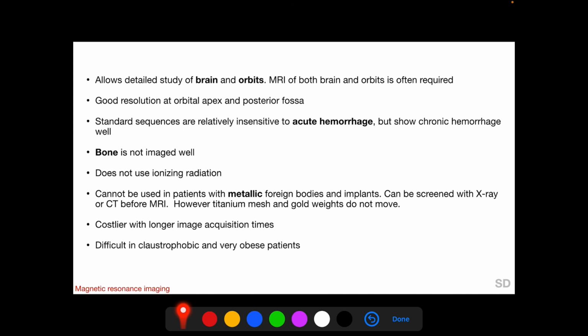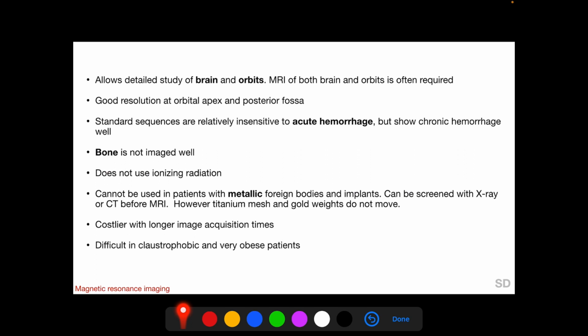MRI allows detailed study of brain and orbits. MRI of both brain and orbits is often required in the neuro-ophthalmic situation. MRI gives a good resolution at orbital apex and the posterior fossa of the brain. Standard sequences are relatively insensitive to acute hemorrhage, but show chronic hemorrhage well. Bone is also not imaged well, so these are two features which are not shown very well by standard sequences of MRI: acute hemorrhage and bone.